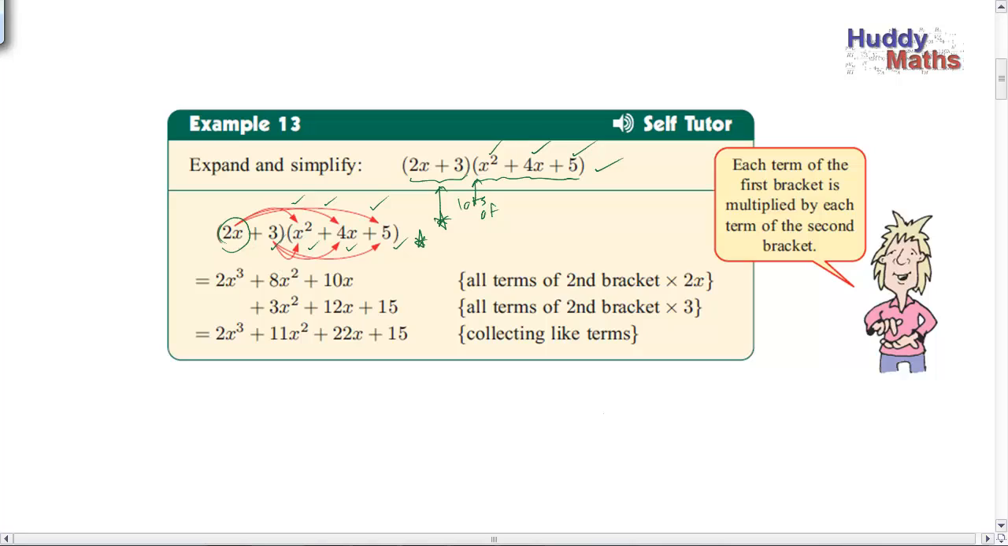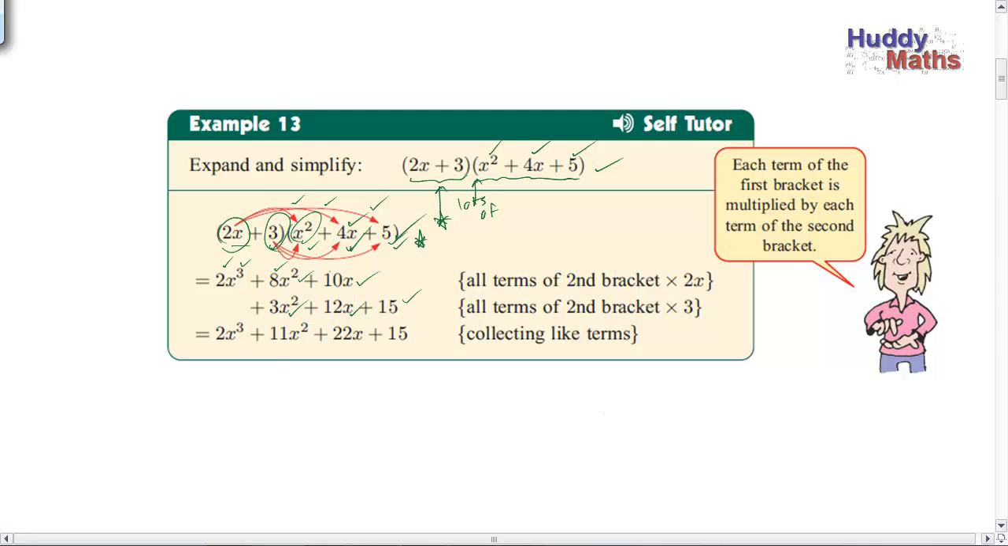Let's do them. 2x by x squared is x cubed, it goes to the next power. 2x by 4x will be 8x squared. Then 2x by 5 will be 10x. Then we go through in 3 land. 3x squared, and 3 times 4x is 12x, 3 times 5 is 15. Do you get it? It's the same system as before, only enlarged or expanded further.